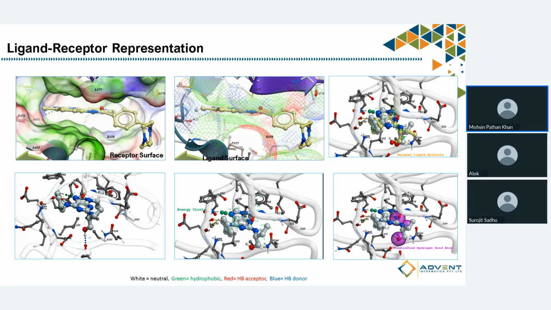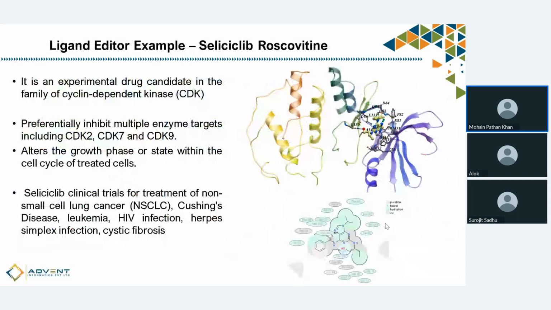For this particular demonstration, we will use the CDK5 protein, whose PDB ID is 1-UNL, a complex with roscovitine. It is an experimental drug candidate in the family of cyclin-dependent kinase inhibitors, and it preferentially inhibits multiple enzyme targets like CDK2, CDK5, CDK7, and CDK9, and it will alter the growth phase or state within the cell cycle of treated cells.